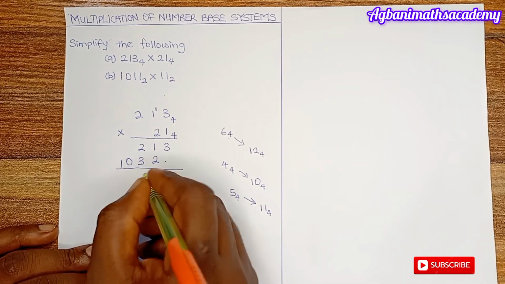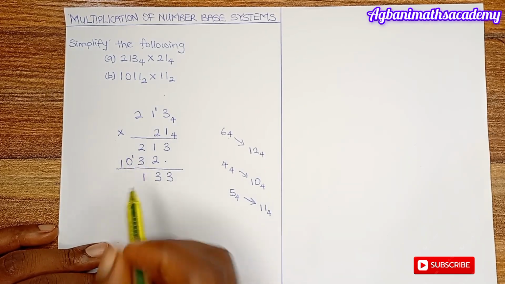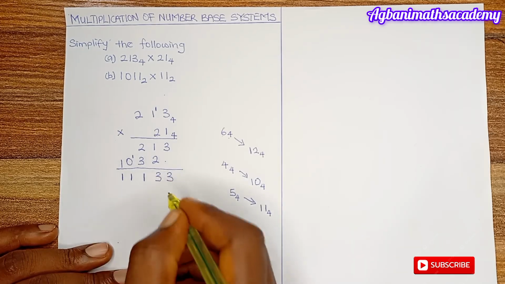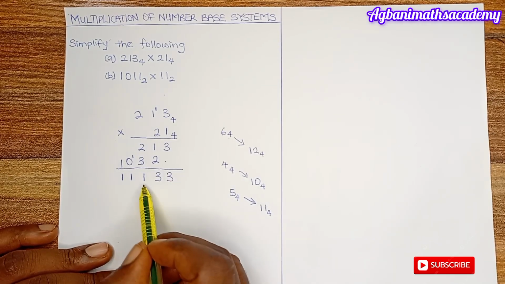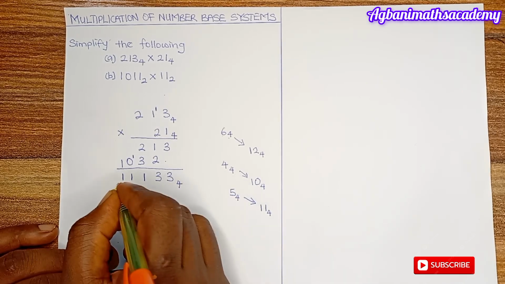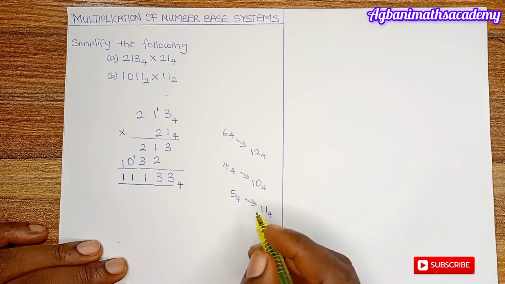So here we are going to write 1 and bring 1 over here. So 1 plus 0 will give us 1. And nothing plus 1 will give us 1. So our answer will be 11133 base 4. So that becomes our answer in base 4. Very simple. So let's look at the second question.